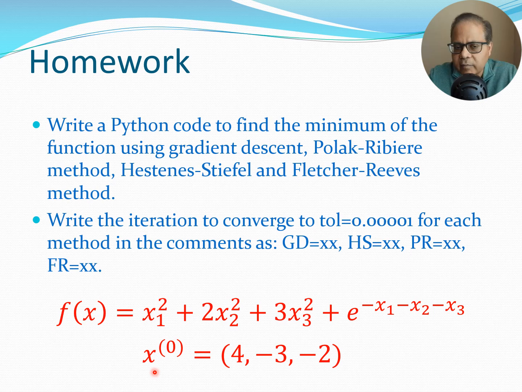Let us start from the point 4, minus 3, minus 2, and then write a code to calculate this problem. At the end of this exercise you can figure out how much time or how many rounds of the code it takes to converge for gradient descent, for Hestenes-Stiefel, for Polak-Ribiere, and for Fletcher-Reeves. And then you can write it in the comment section of this particular video.